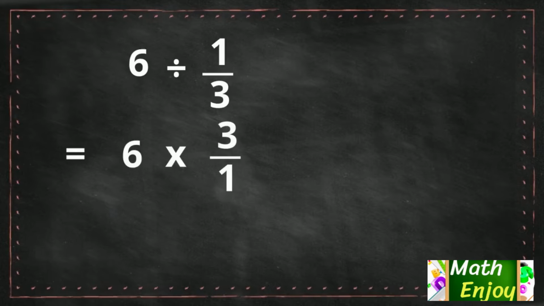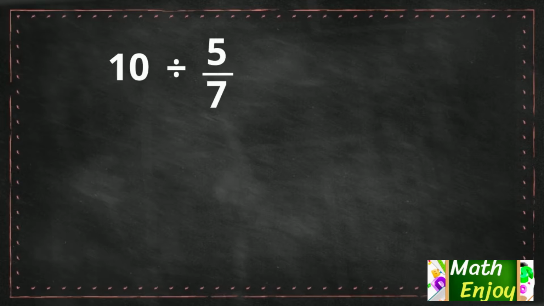6 multiplied by 3 over 1. Is it compulsory to put this 1 here? 3 over 1 means 3. So no need to write the denominator as 1. We have to multiply 6 and 3 together. 6 times 3 is 18. Answer is 18. It is the whole number.